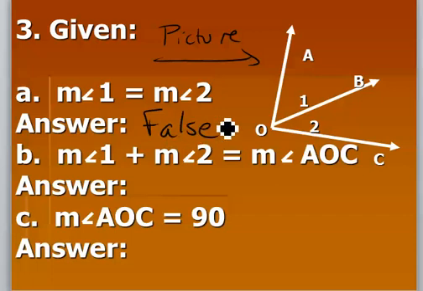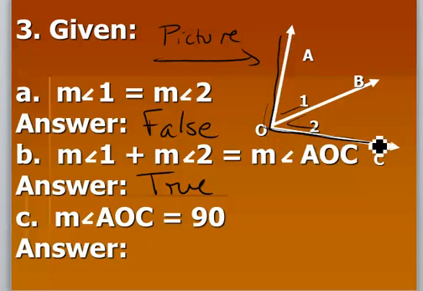Statement B, the measure of angle 1 plus the measure of angle 2 adds up to the measure of angle AOC. Again, that's angle addition, and that's always true. Statement C, the measure of angle AOC is 90 degrees. Well, now that does look like it's a right angle. However, they did not tell me it was 90 degrees. They did not draw the square in the corner to show that it's a right angle. So this is false. I cannot assume it's 90 degrees. It might be 89.9.